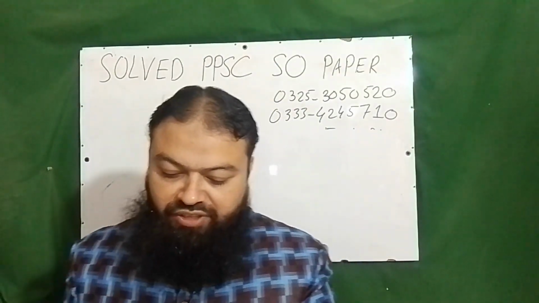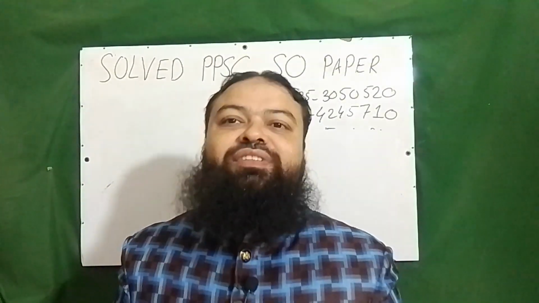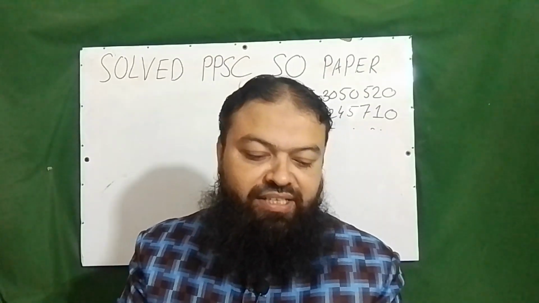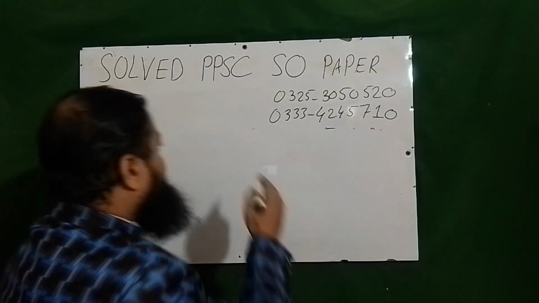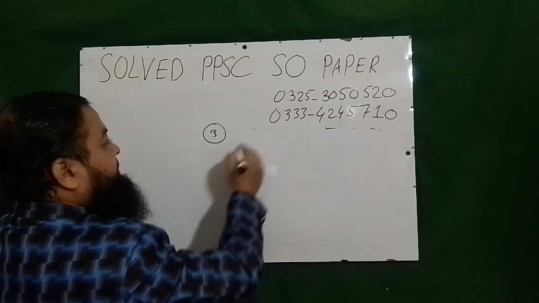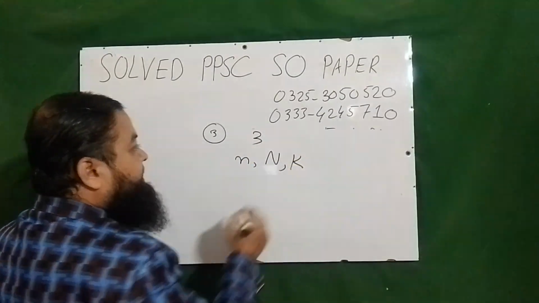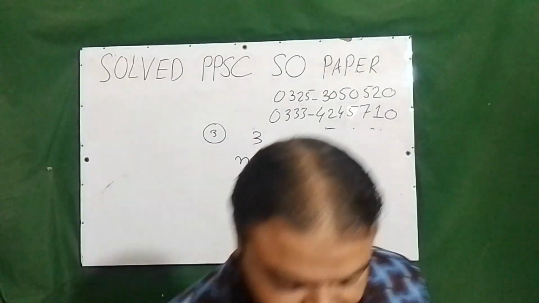Question number 2. Which test is used for the linearity of the regression? F test. Next, parameters of hypergeometric distribution. We know in hypergeometric distribution there are three parameters: small n, capital N and K. A very, very important question.